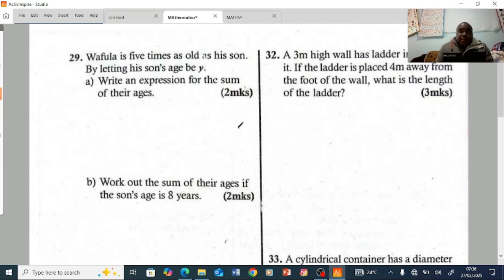Wafula is 5 times as old as his son. By letting his son's age be a variable, write an expression for the sum of the ages. So if the son's age is y, then Wafula is 5 times, so Wafula will be 5y.